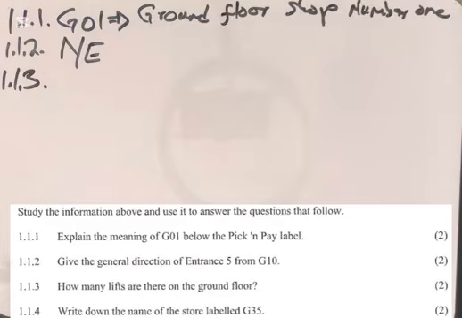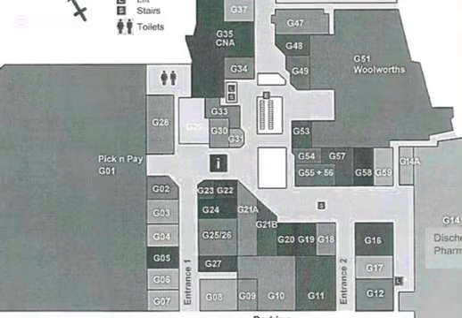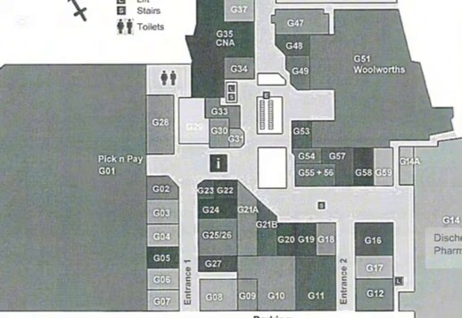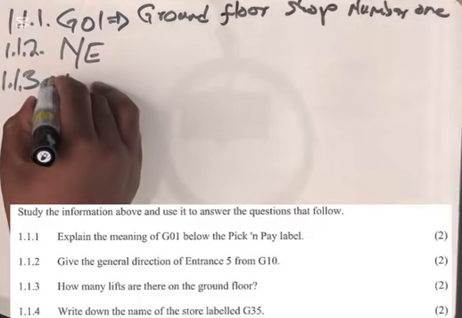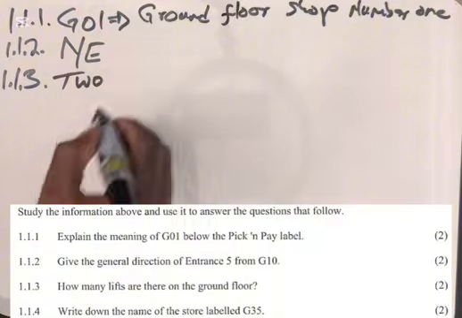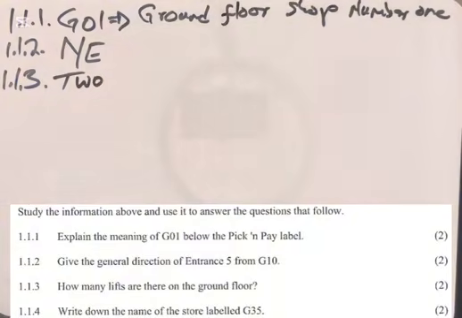1.1.3. How many lifts are there on the floor plan? Not to forget that lifts are represented by the letter L. So we just move around and check the letter Ls here. How many are there? We have this one. We also have another L below G34. So in all, how many lifts are we having? We're having 2 lifts here.